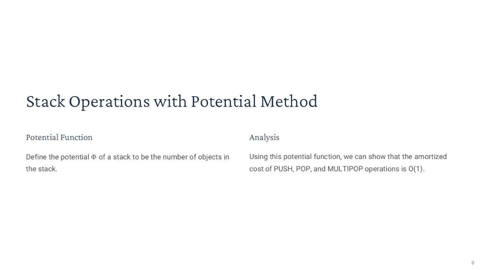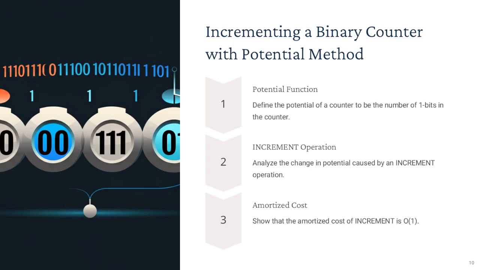Using this potential function, the amortized cost of a push operation is the actual cost of 1 plus the potential increase of 1, resulting in an amortized cost of 2. For pop and multi-pop, the potential decreases by the same amount as the actual cost, making their amortized cost 0. This analysis demonstrates that the total amortized cost of n operations is O(n), providing an efficient bound on the sequence's performance. The potential method also applies effectively to incrementing a binary counter.